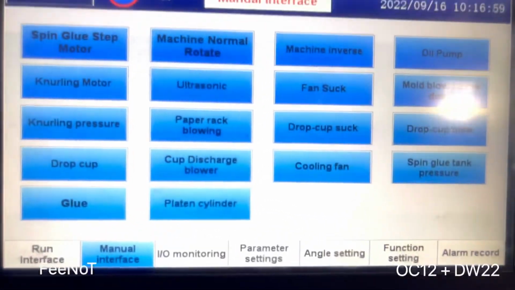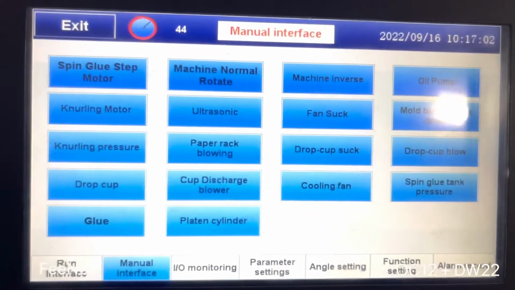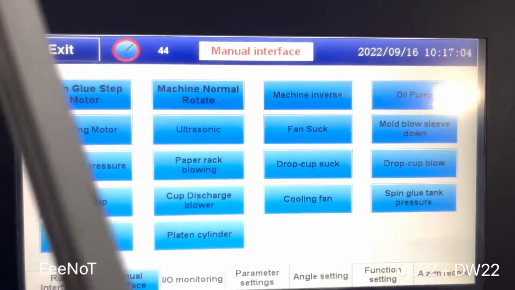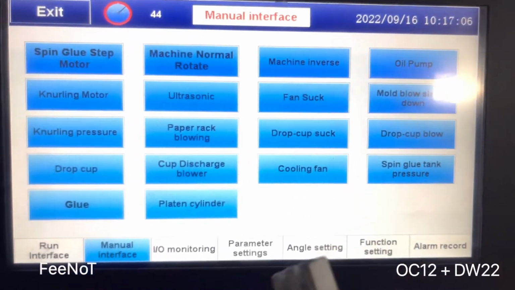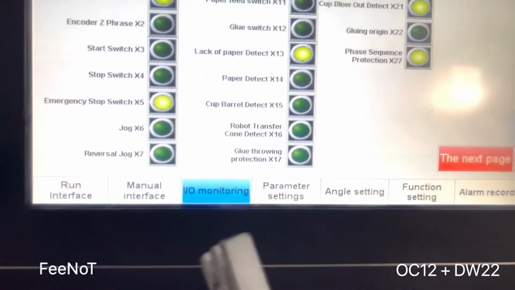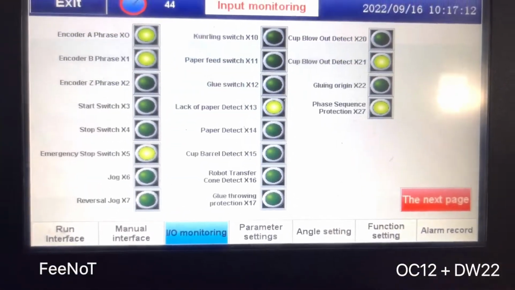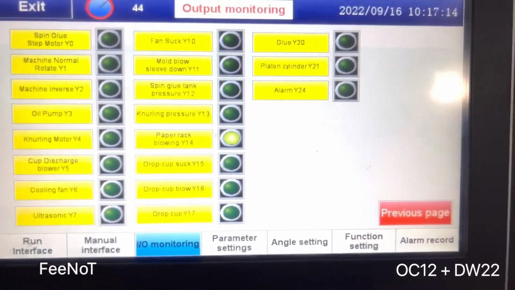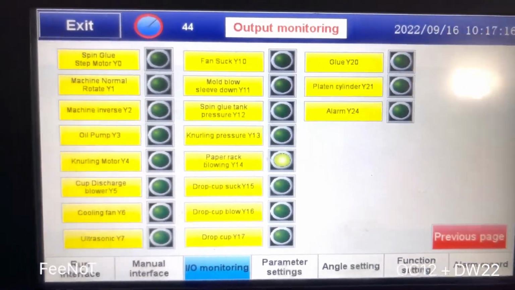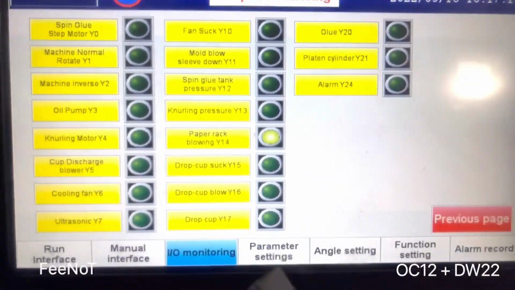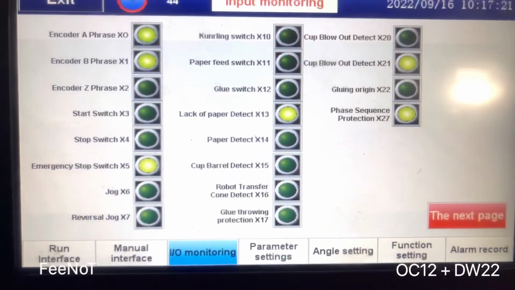And here is a manual page to test the machine, and here is the IR page, left page, and the next page, previous page, IR. Here is output monitor. Here is input monitor.